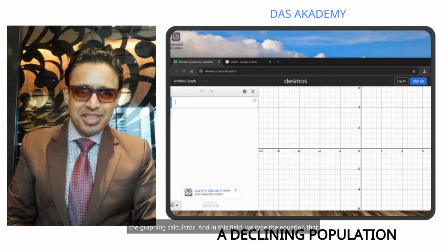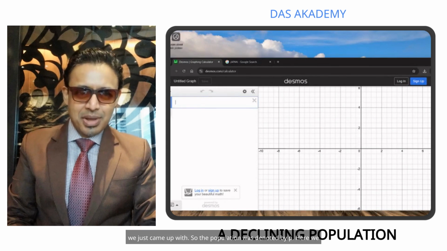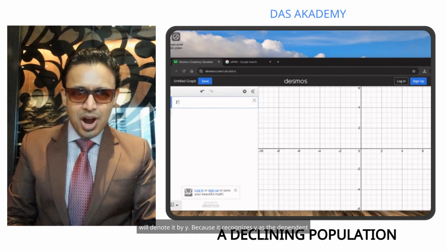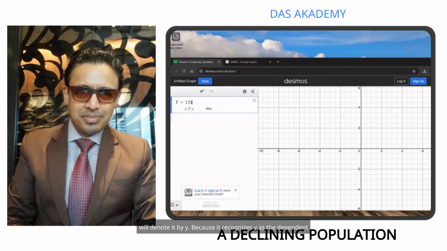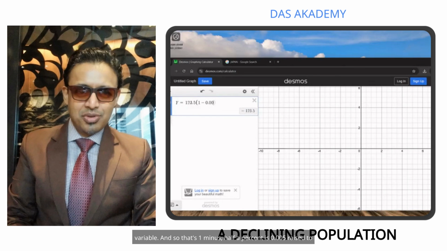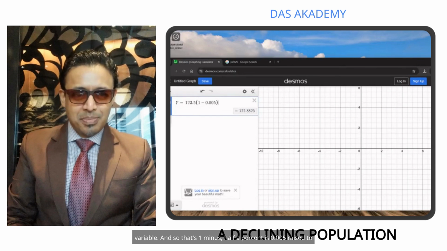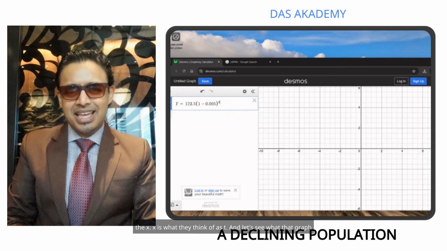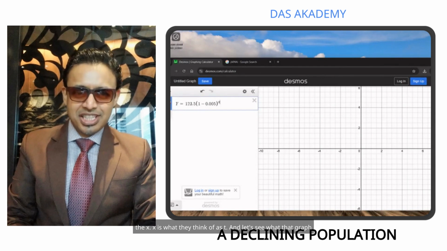We go into the graphing calculator, and in this field we type the equation that we just came up with. So the population was denoted by P. Here we will denote it by Y because it recognizes Y as the dependent variable. And so that's 1 minus 0.5%, which is 0.995, raised to the x. X is what they think of as t.